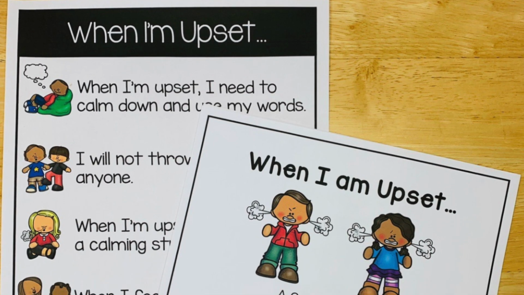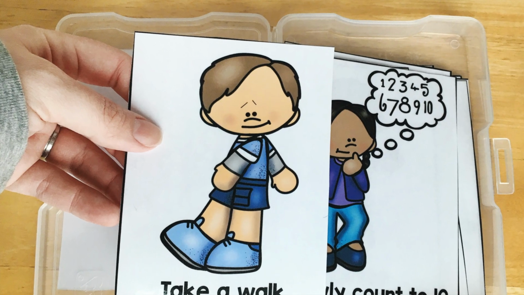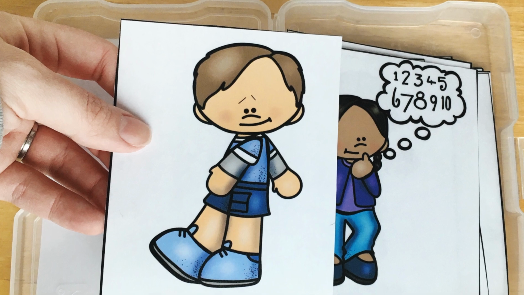Welcome back for part 2 of what should be in your calming space in your classroom. Last time we talked about social stories. If you missed that one, you want to go back and check out the first video in this series. But today is about calming strategies and using visuals to support them.